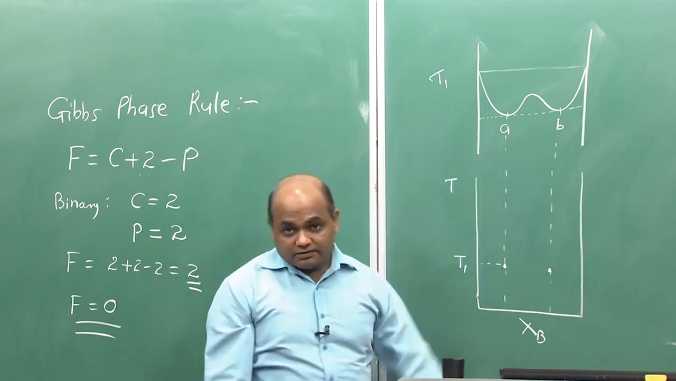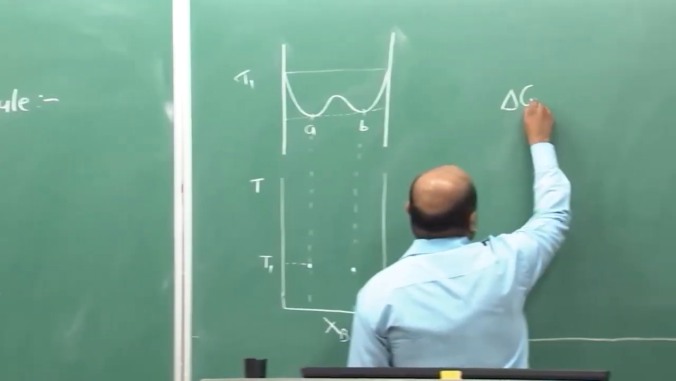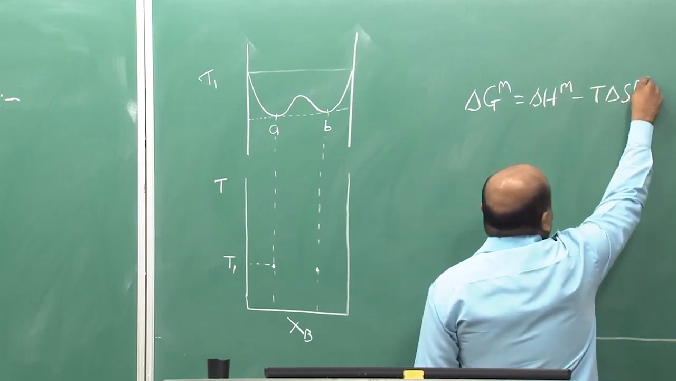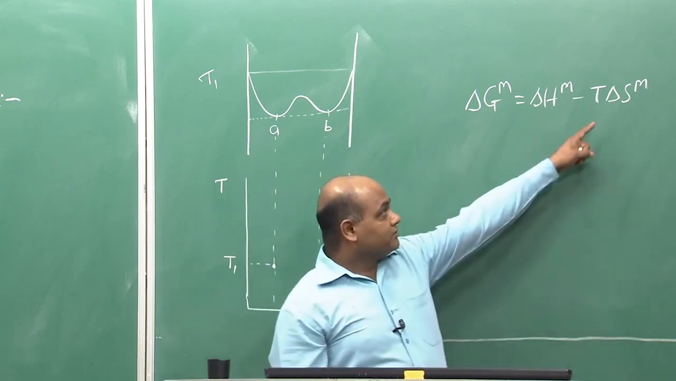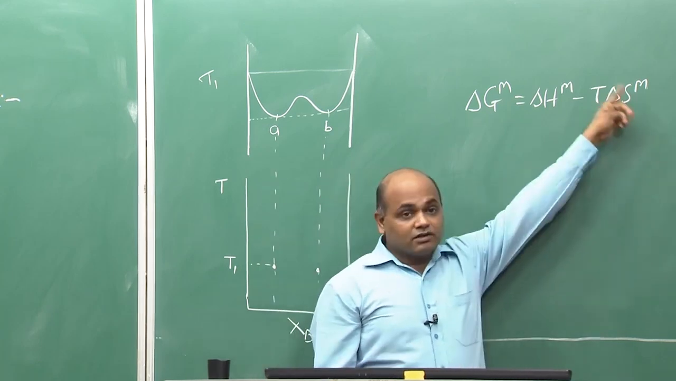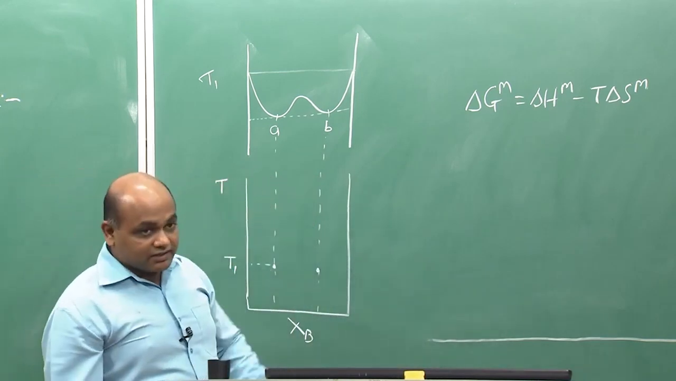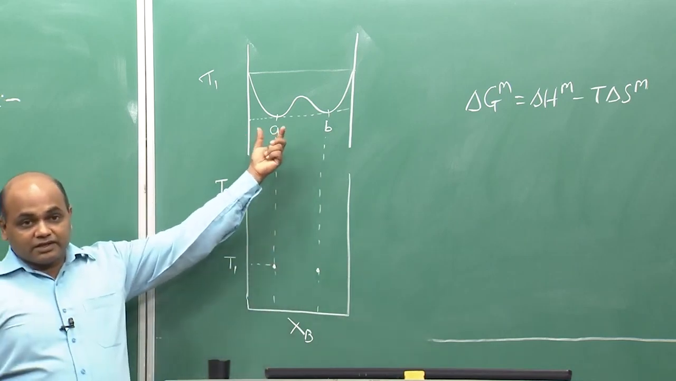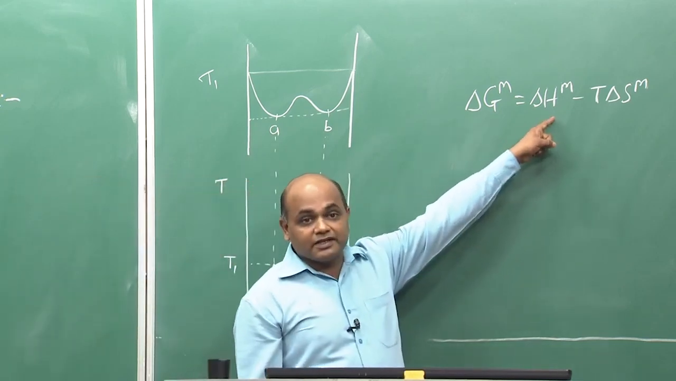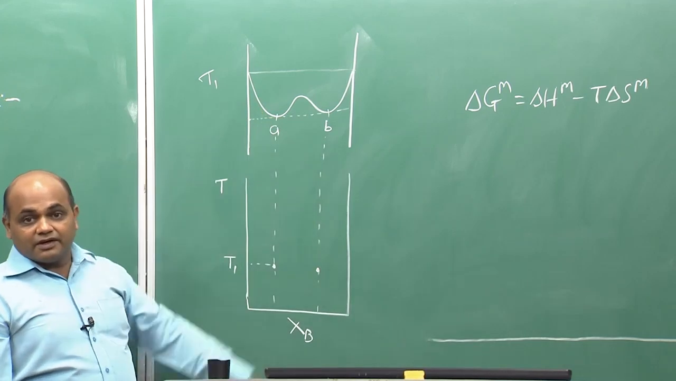As I increase the temperature, what should happen? See, delta GM is equal to delta HM minus T delta SM. So, the entropy of mixing factor is multiplied by the factor of temperature. As I increase the temperature, contribution from the entropy term is increasing. So, as I increase the temperature, the miscibility gap should decrease or increase? The relative contribution from delta HM is decreasing, so the region with negative curvature should decrease.